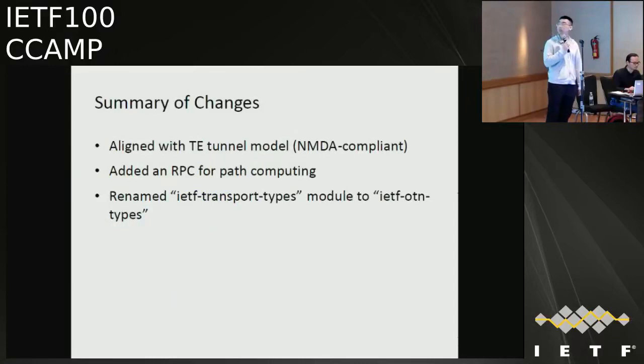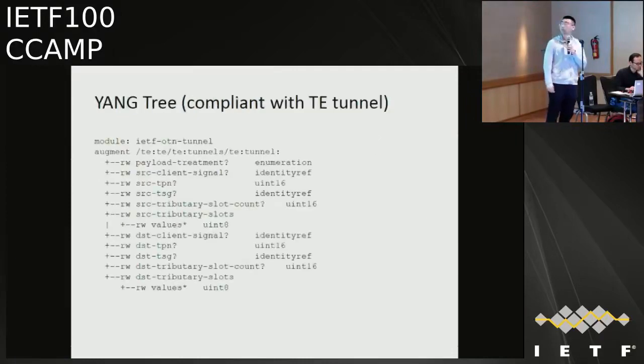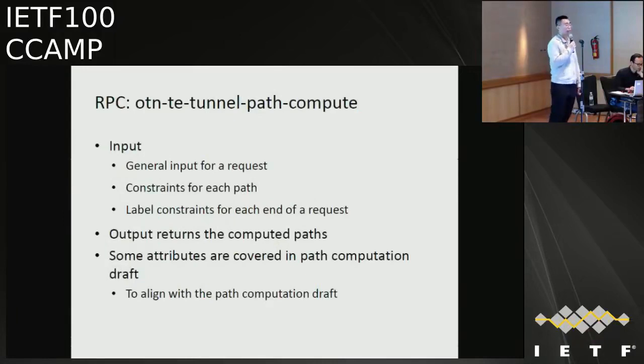And the next phase, for the OTN tunnel model, the changes are simple. We align with the current TE tunnel model, which is NMDA compliant, and we add an RPC for path computing, and then rename the transport types module to the OTN types module, and the information in the module is kept unchanged. Next. Here is the YANG data tree for the OTN tunnel, which is NMDA compliant.